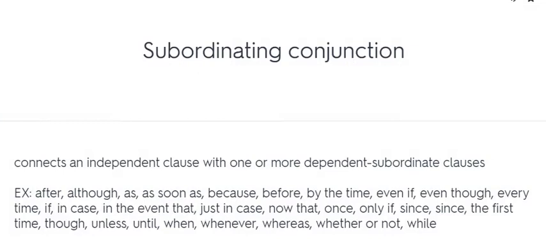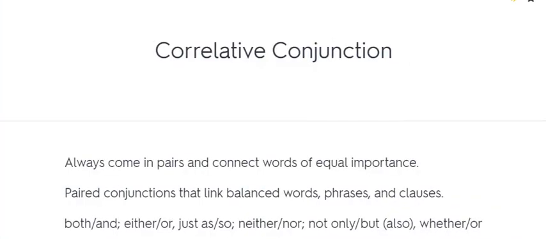Subordinating conjunction. Correlative conjunction. Always come in pairs and connect words of equal importance. Paired conjunctions that link balanced words, phrases, and clauses: both/and, either/or, just as/so, neither/nor, not only/but also, whether/or.